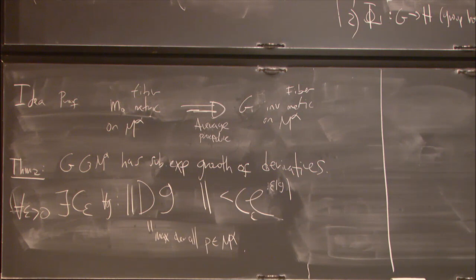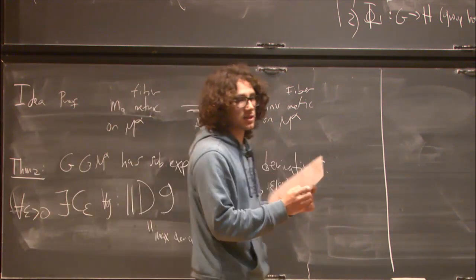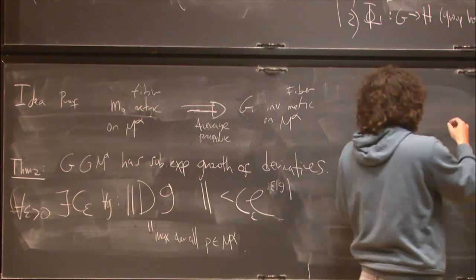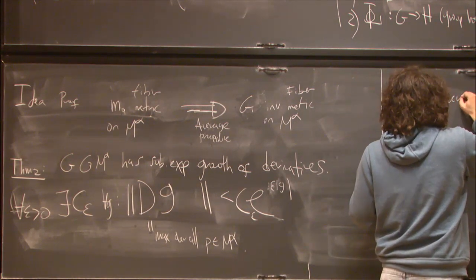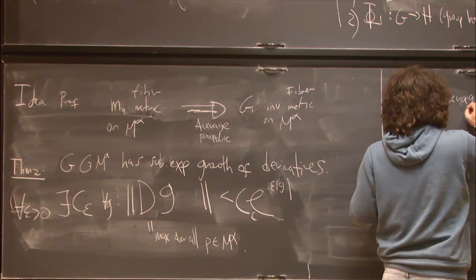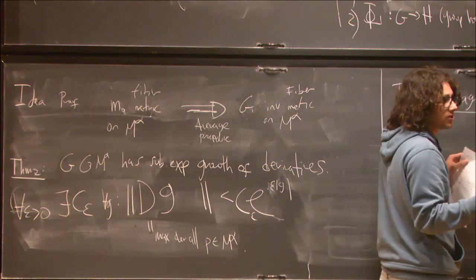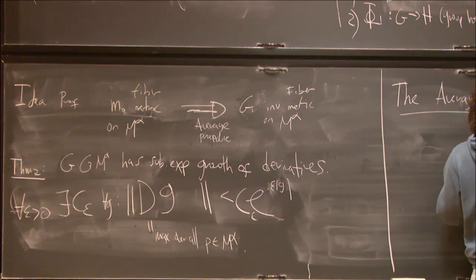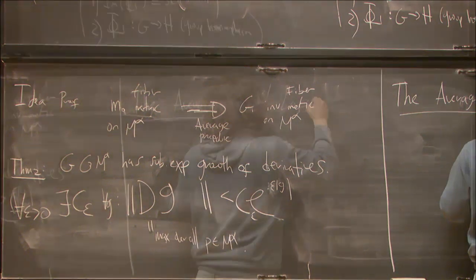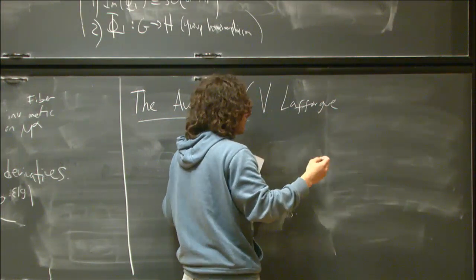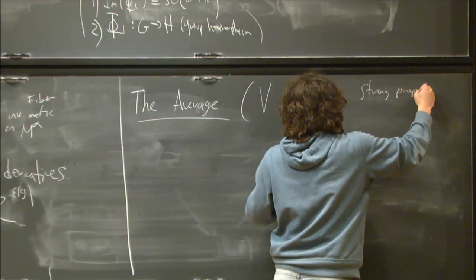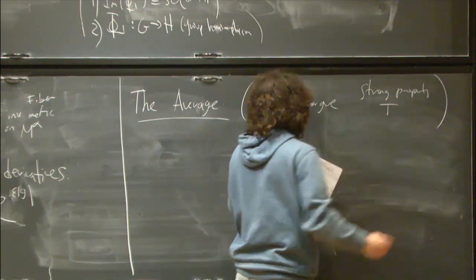Okay, so I'll first describe the averaging procedure that is going to give me my invariant metric. It is some strengthening of property T, and this is due to Vincent Lafforgue. It is called strong property T, and it states the following.